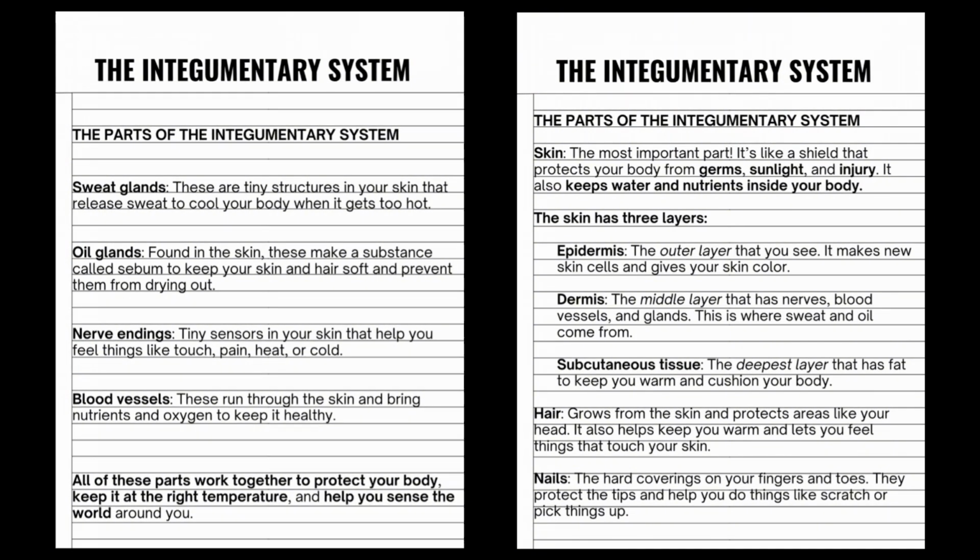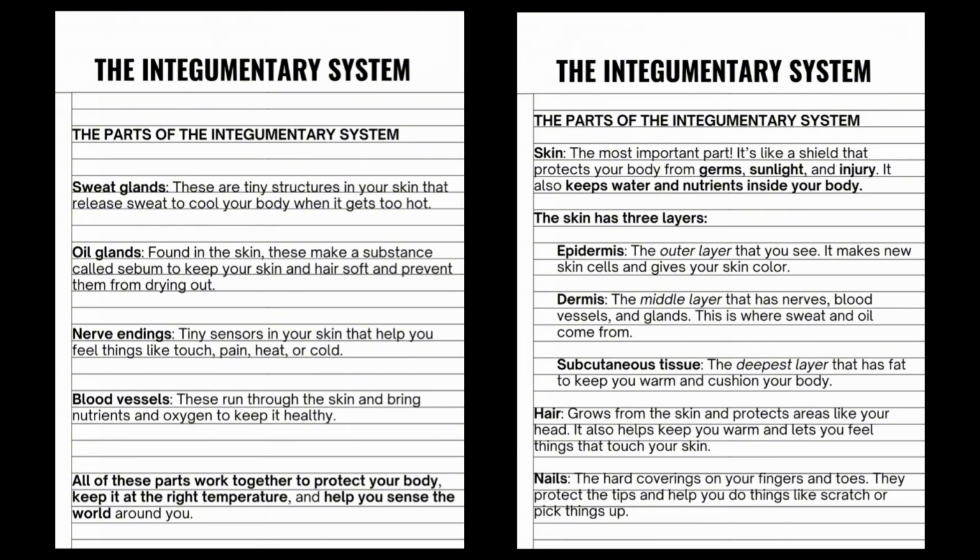Skin is the most important part. It's like a shield that protects your body from germs, sunlight, and injury. It also keeps water and nutrients inside your body. The skin has 3 layers: the epidermis, the dermis, and the subcutaneous tissue. The epidermis is the outer layer that you see. It makes new skin cells and gives your skin color. The dermis is the middle layer that has nerves, blood vessels, and glands. This is where sweat and oil come from. Subcutaneous tissue is the deepest layer that has fat to keep you warm and cushion your body.